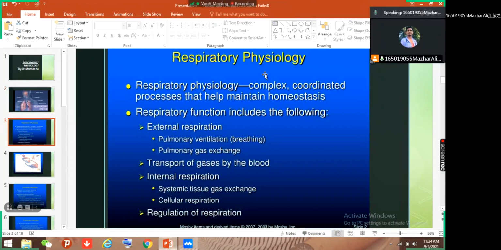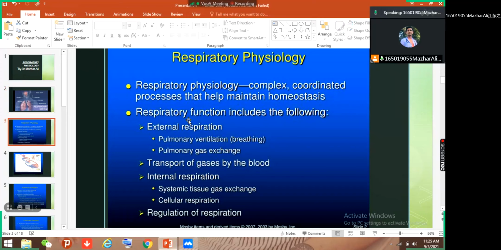Respiratory physiology is a complex coordinating process that helps to maintain homeostasis. Homeostasis means what? To maintain the oxygen and carbon dioxide level, and the oxygenation and deoxygenation level in the blood. This is how our respiratory system maintains our body homeostasis.